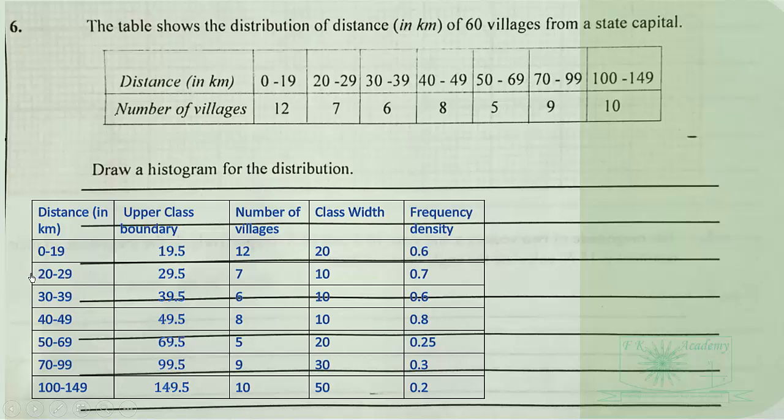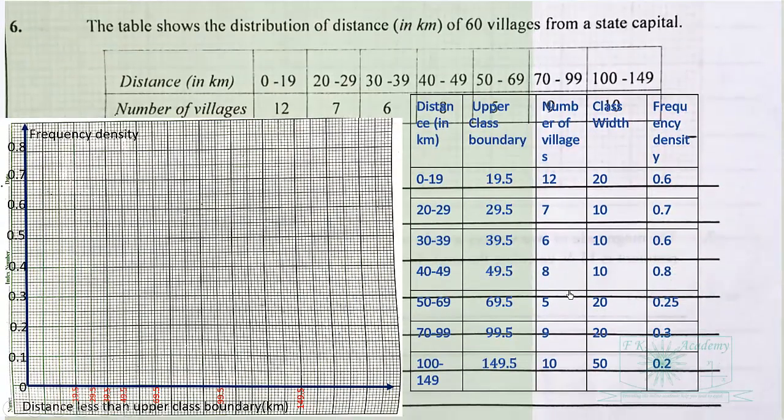29.5 minus 19.5 will give you 10. 19.5 minus negative 0.5 will give you 20. So that is how you get the class width and how you calculate the frequency density.